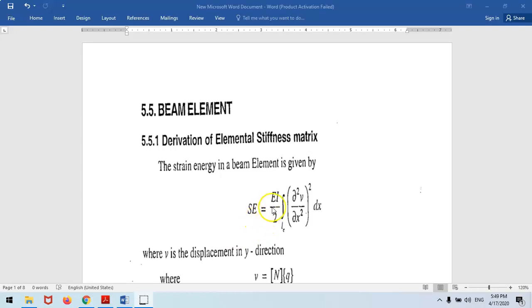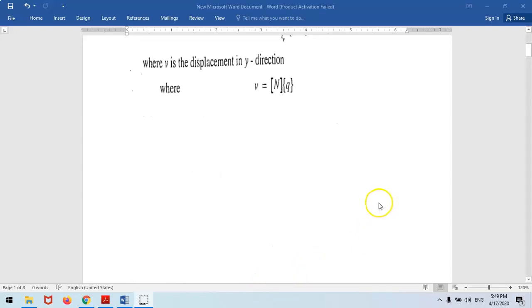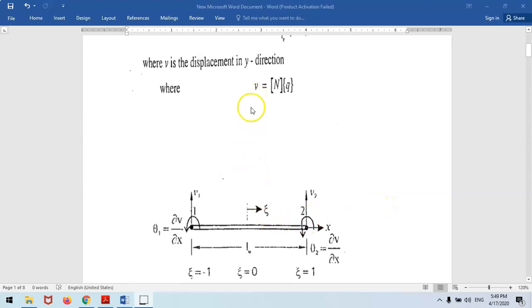Strain energy is equal to EI by 2 integration of (dou square v by dou x square) the whole square dx, where the limit is nothing but the length of the element, where v in this is nothing but the displacement in y direction, and v is nothing but N into q, where N is the shape function and q is the displacement matrix. This is what you can see here.